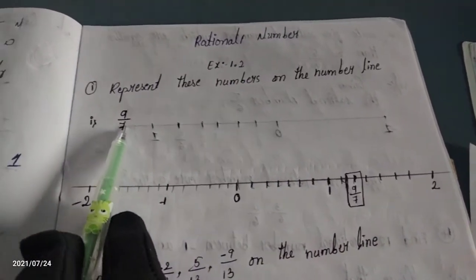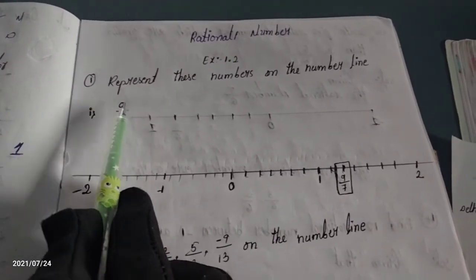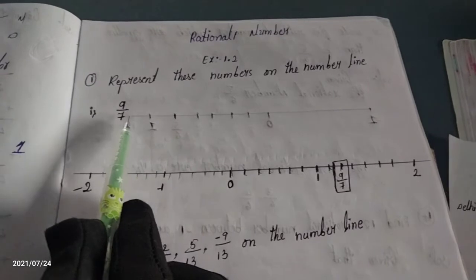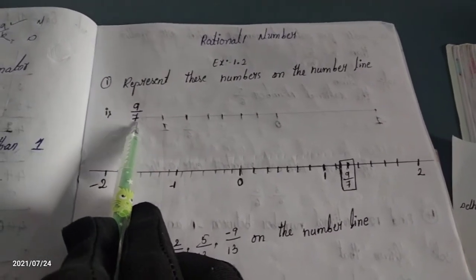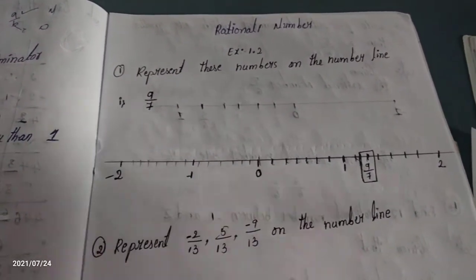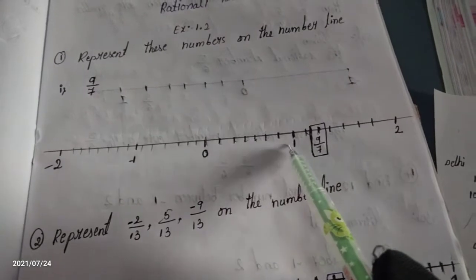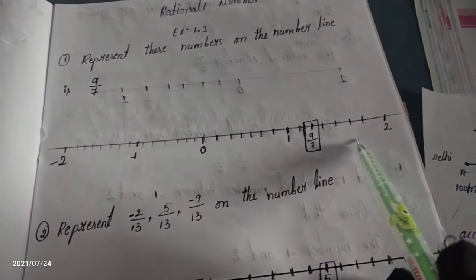First we have to observe whether it is proper or improper. It is improper because the numerator is greater and the denominator is smaller, so it lies at a number greater than 1. Here is 1. The number lies between 1 and 2, which means it is greater than 1.